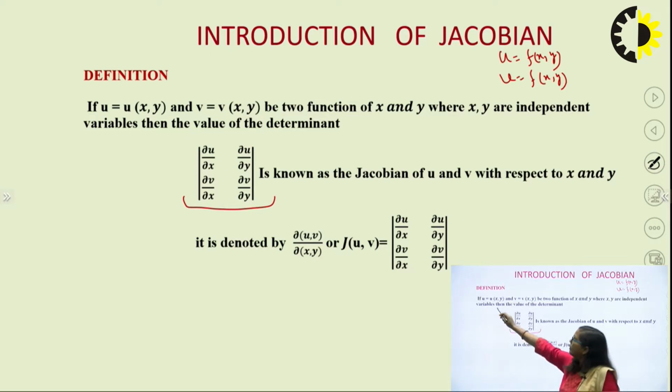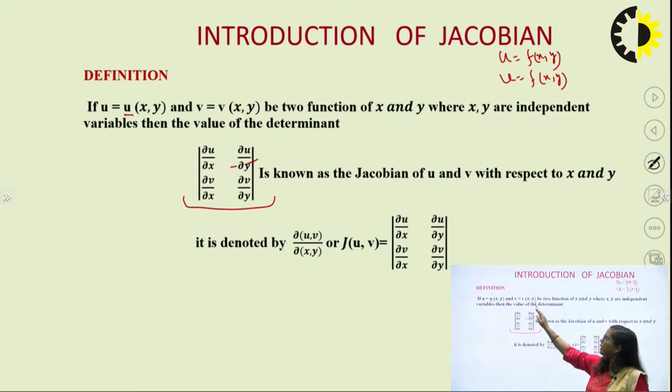How do we solve this determinant? First we take u, take the partial derivative of u with respect to x and with respect to y both, and put it in the first row. So, del u by del x, del u by del y are kept in the first row. Then take the second variable v, take its partial derivative with respect to x and y both. So, in the second row we have del v by del x and del v by del y. Put it in the determinant form, and solving this determinant gives you the value of the Jacobian. The Jacobian is denoted by the symbol del(u,v) by del(x,y) or J(u,v). J(u,v) is nothing but del u by del x, del u by del y, del v by del x and del v by del y. So, this is the definition of Jacobian.